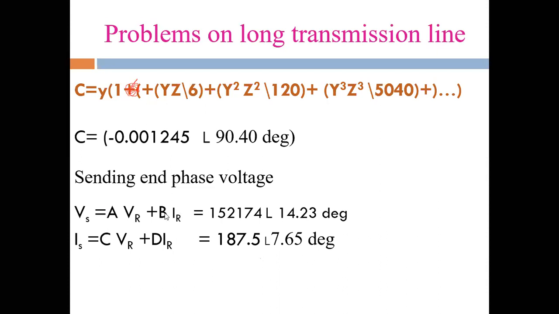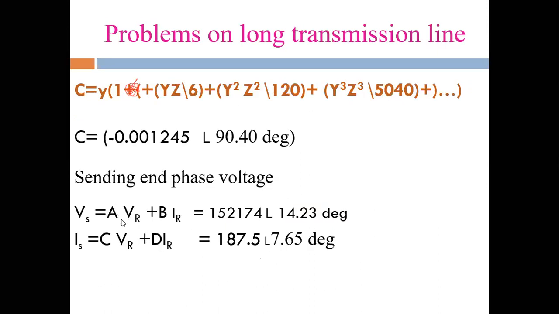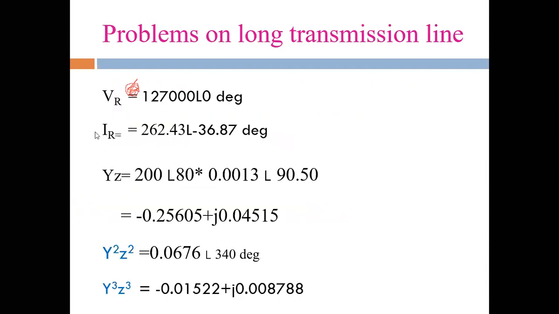Okay, AVR plus BIR. What is the value for that A? That is 0.8749 at an angle of 1.42 degrees. That is the value for A, and then substitute the VR. What is the value for that VR? VR is equal to 127,000 at an angle of 0 degrees.